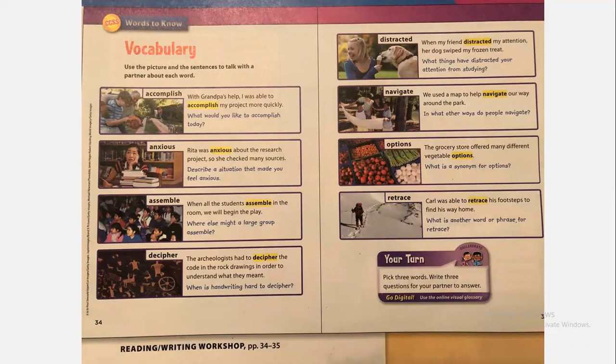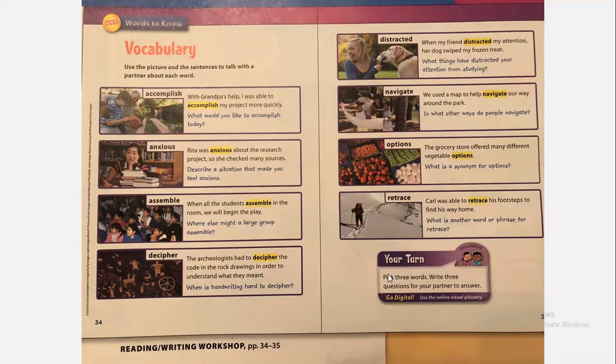All right, number 2, Amr. Rita was anxious about the research project, so she checked many sources. What does the word anxious mean? Look at her in the picture. What does anxious mean, Amr? I think it means when you are nervous or when you are worried from something. Excellent. Okay, so that is the exact definition. If you are anxious, you feel nervous and worried about what may happen. Okay? Or nervous or worried about something that might happen in the future. Thank you. Welcome.